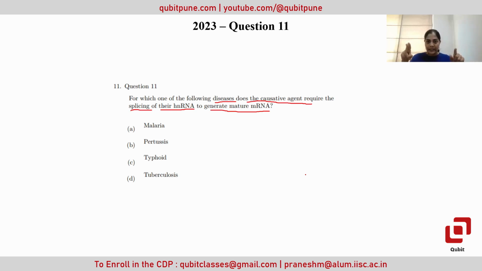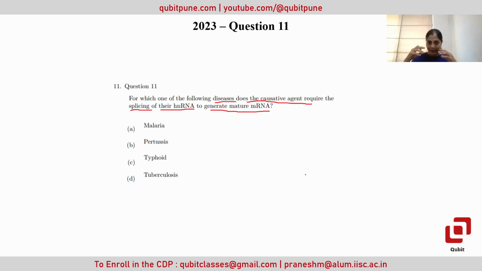So if the eukaryotic system is what we are talking about, we have to find the disease where a eukaryotic causative agent is involved. We have examples of malaria, pertussis, typhoid and tuberculosis. Pertussis, typhoid and tuberculosis are caused by different kinds of bacteria. Pertussis is caused by Bordetella pertussis, typhoid by Salmonella typhi, and tuberculosis by Mycobacterium. These are all examples of bacteria.